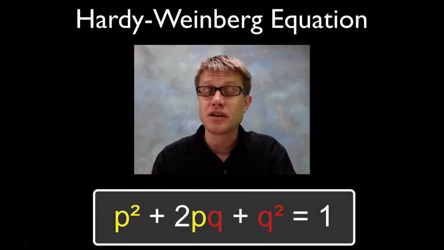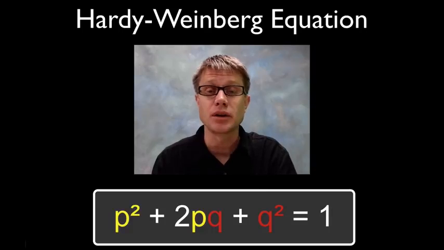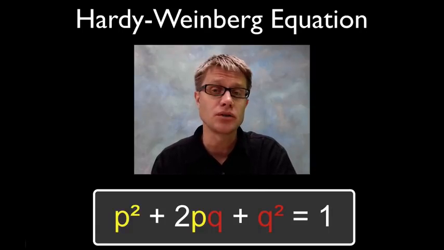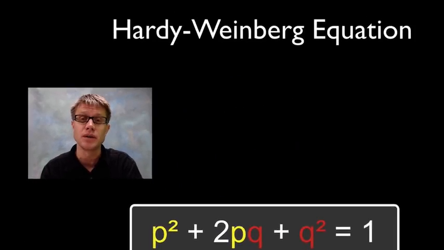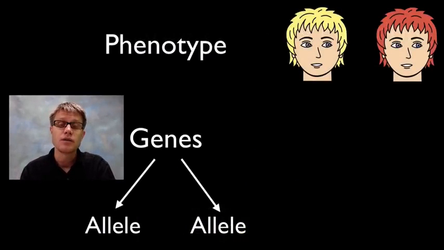Hi, it's Mr. Anderson, and in this video I'm going to talk about the Hardy-Weinberg equation, which is an equation that's used to determine the frequency of genes in a population. Before we get to the equation, let's define a few terms. The first one is a phenotype. A phenotype is going to be the physical characteristics that an organism has.